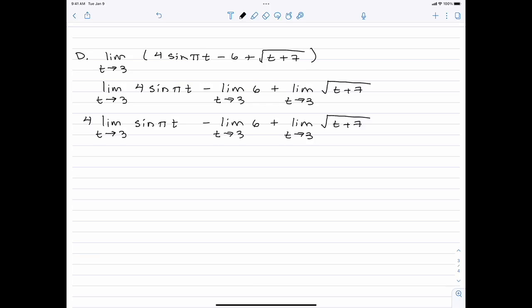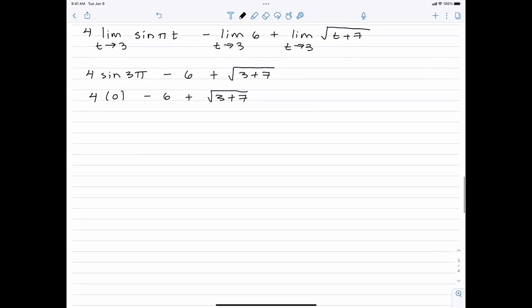Let's see what we get in this case. So I'm going to get 4, and I can do direct substitution here. This is going to be sine of 3 pi, because t is 3, minus the limit as 3 approaches 6. That's a flashcard. Is that 6 plus the square root of 3 plus 7. Cleaning this up a little bit, sine of 3 pi is 0. So my final answer is that. Okay? Easy peasy.